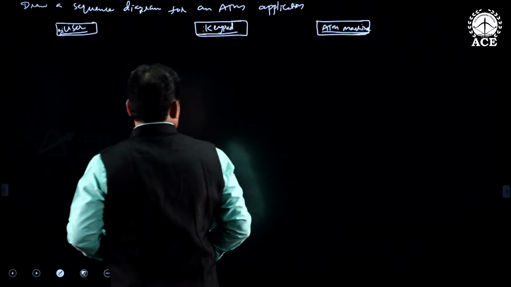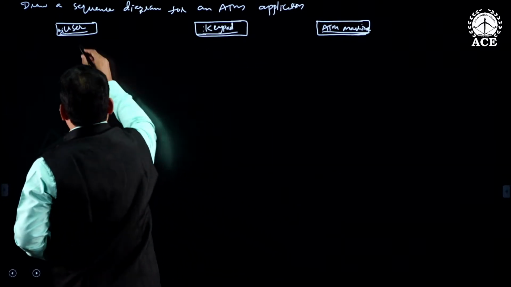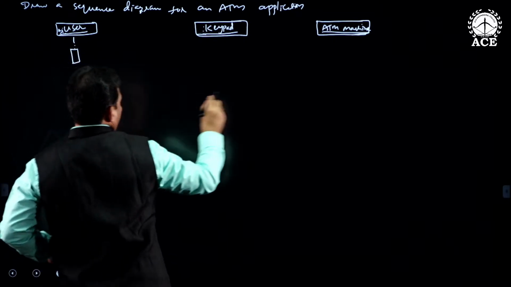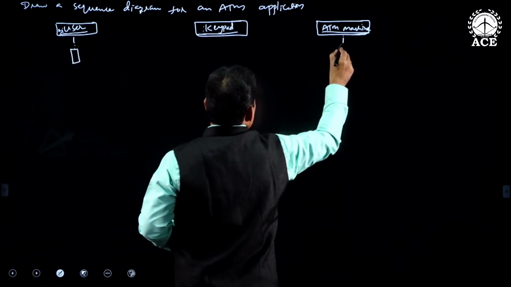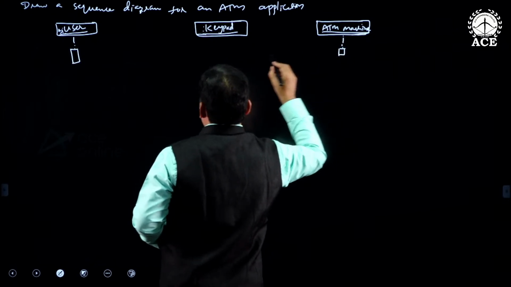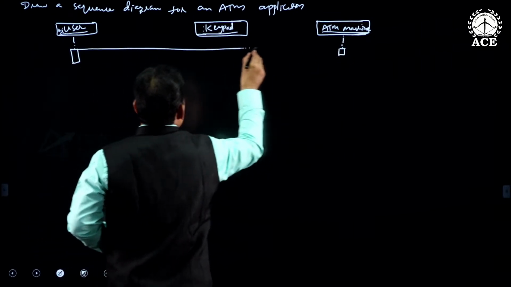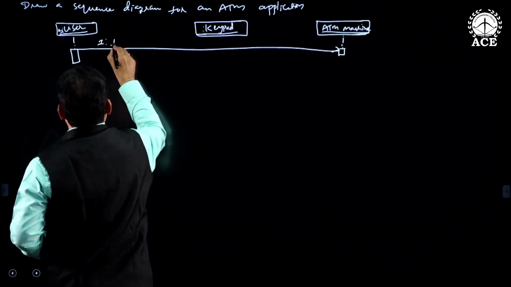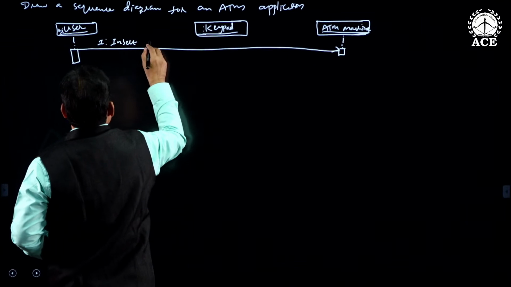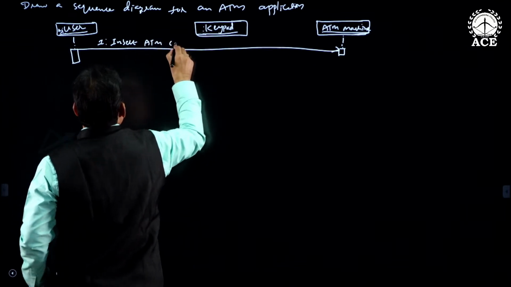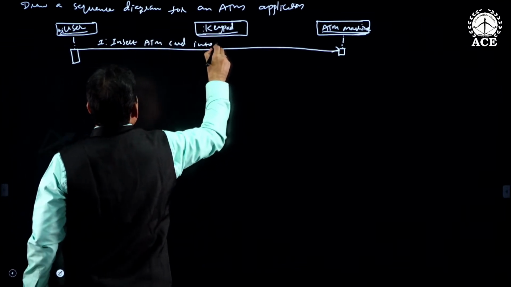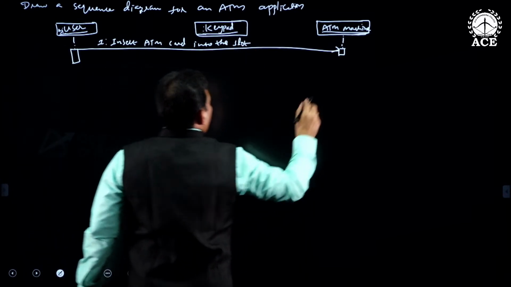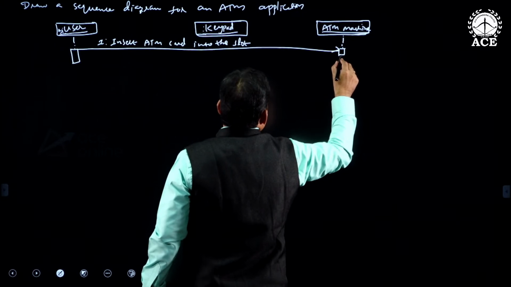Now, as a user, I want to dispatch a message from one object to another object. So, as an ATM user, initially I am going to insert the ATM card into the slot, right? Insert ATM card into the slot, right?